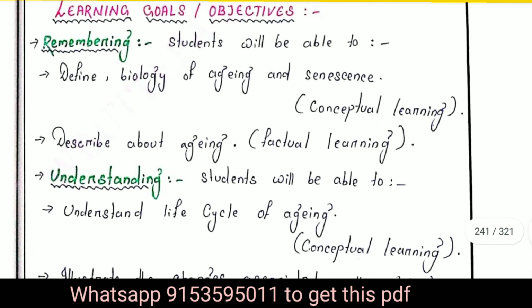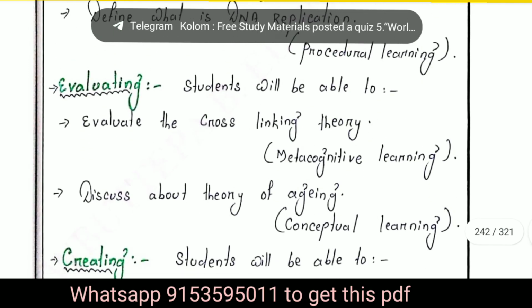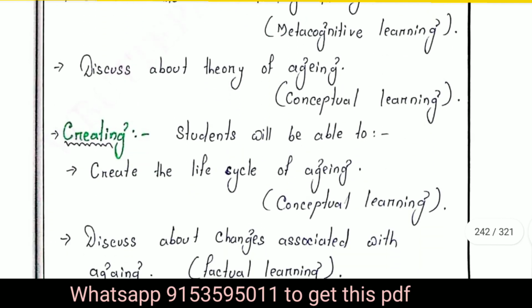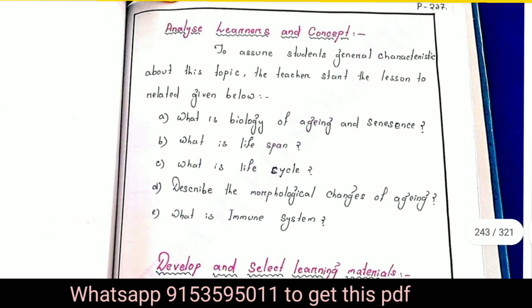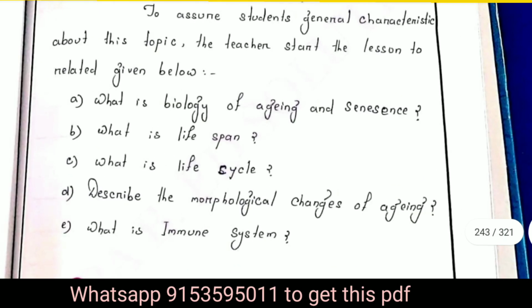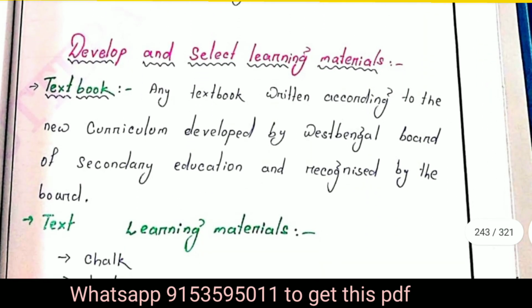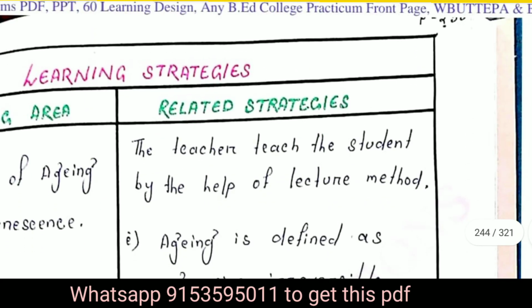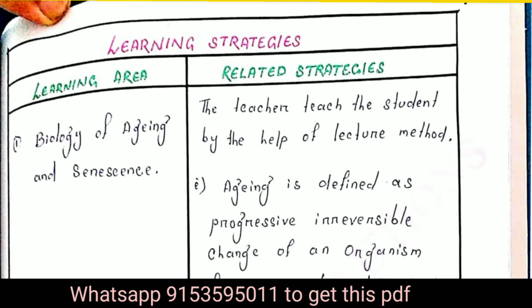Learning goals or objective: remembering, understanding, applying, analyzing, evaluating, creating. Analyze learner and concept. Here some questions are as follows. Develop and select learning material: textbook, teaching learning material, chalk, duster and blackboard. Learning strategies. There are two parts, learning area and related strategies.